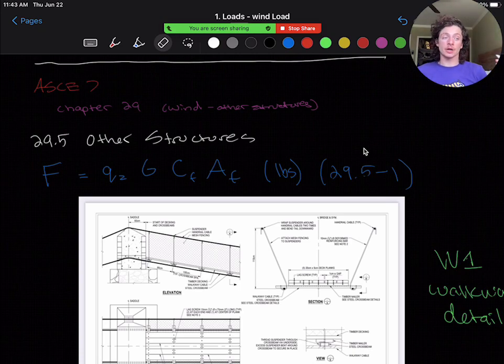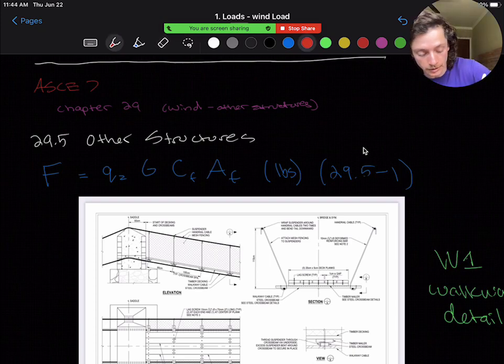Our drag force perpendicular to the bridge, F, we'll find with equation 29.5 for open signs, trussed towers, or lattice frameworks. The variables here are QZ, the velocity pressure evaluated at height Z, gust factor, G, from section 26.3, force coefficient, CF, that can be found based on figures in the code, and AF, the projected area normal to the wind. And once again, we're using the W1 walkway detail.